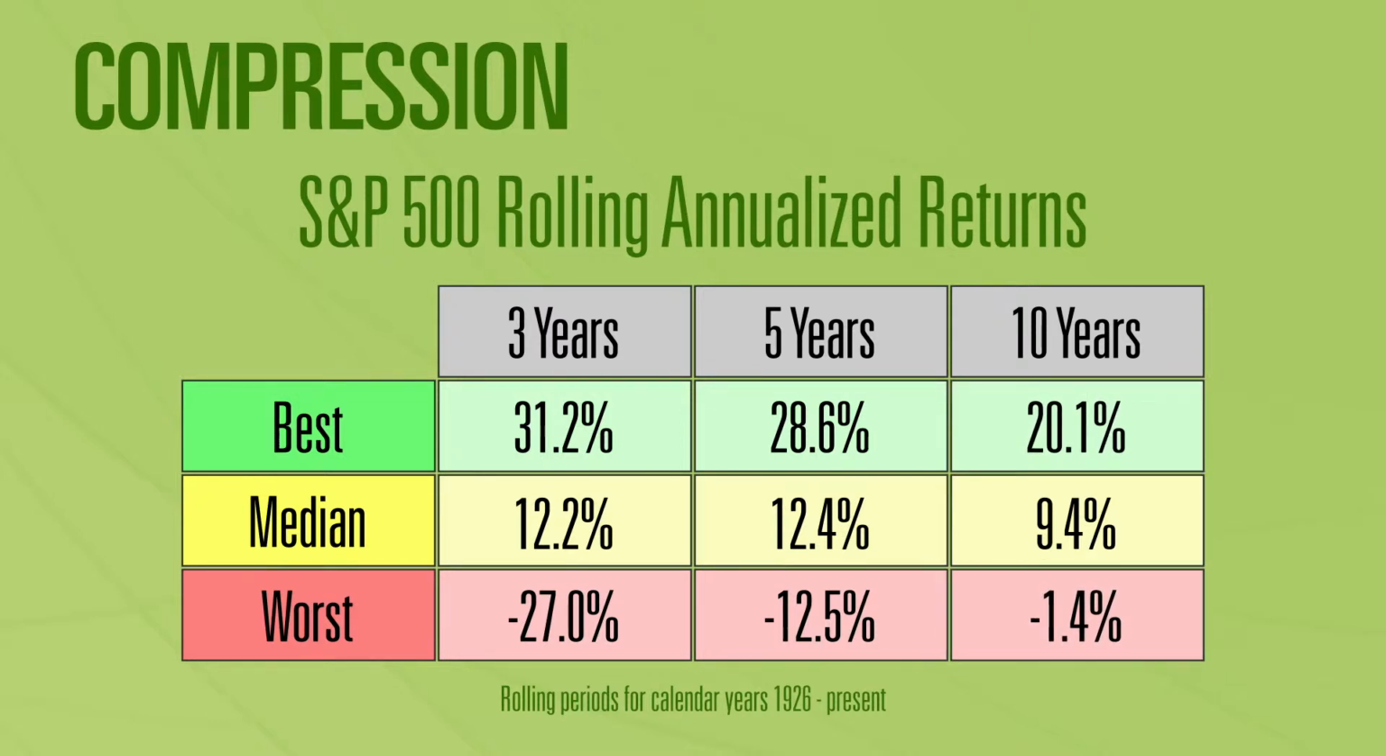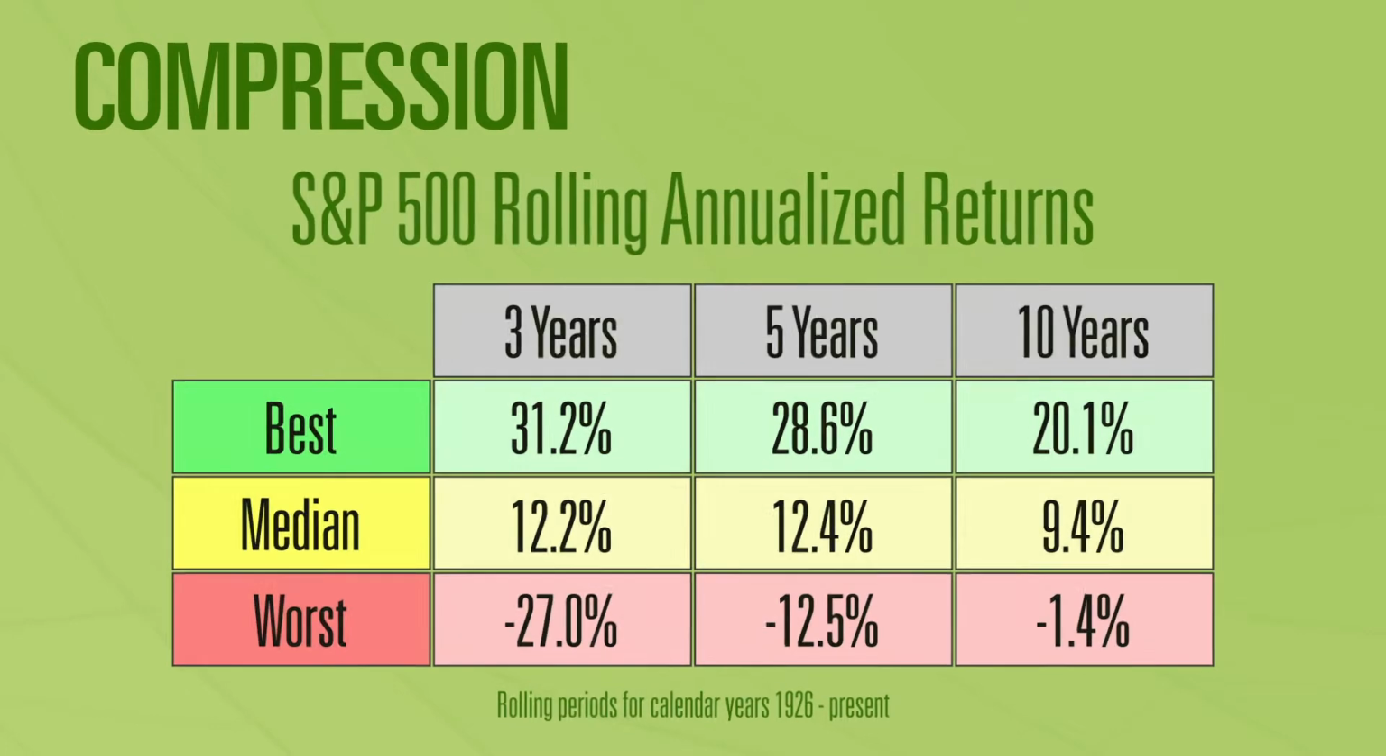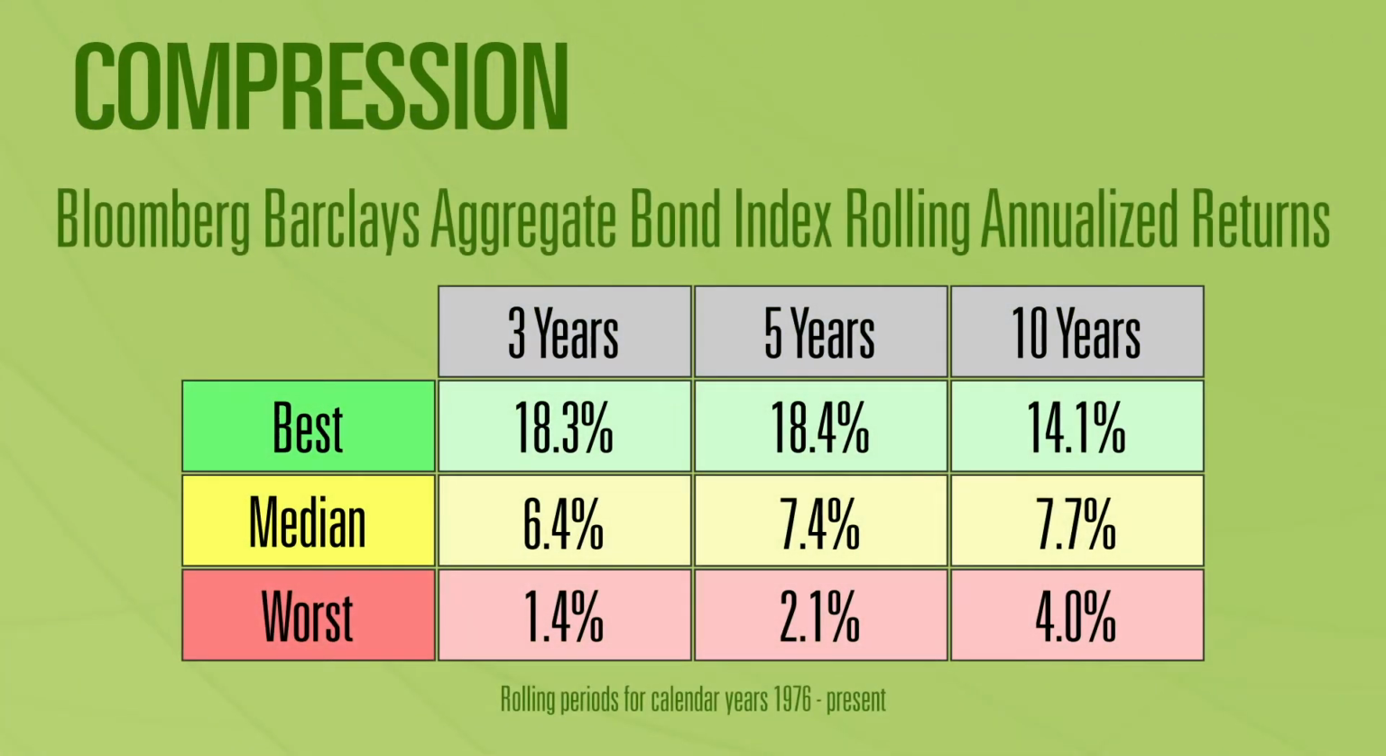In other words, investing in common stocks for a short period of time may yield a great return or a huge loss. But extending the time horizon and holding them for 10 years stabilizes and compresses the returns, leading to more consistent investment growth. The same concept applies to less risky asset classes.